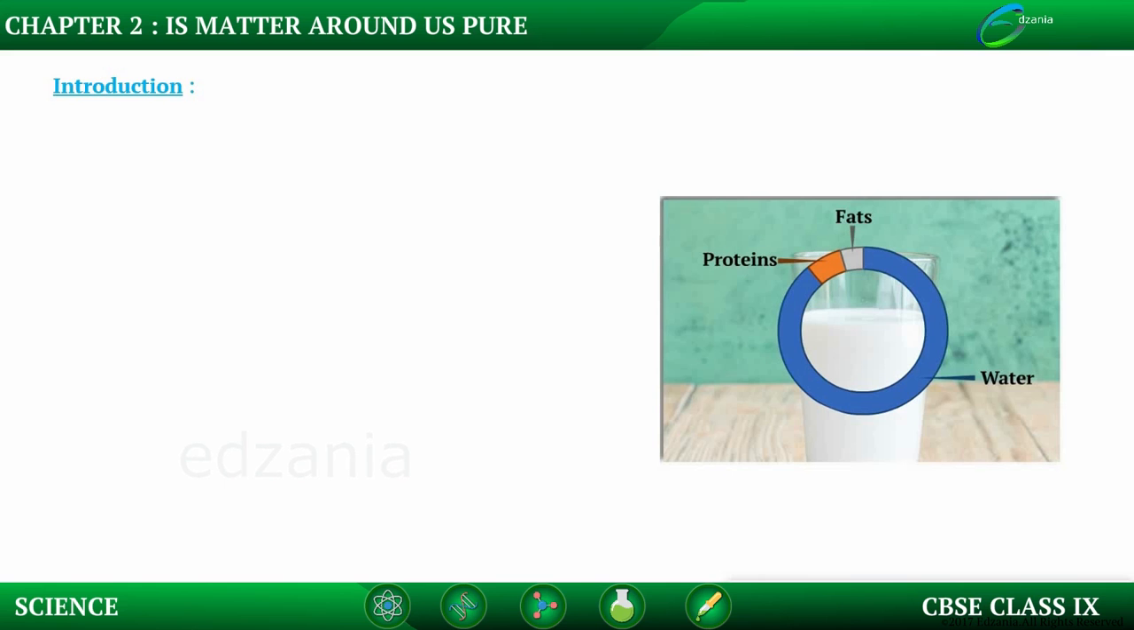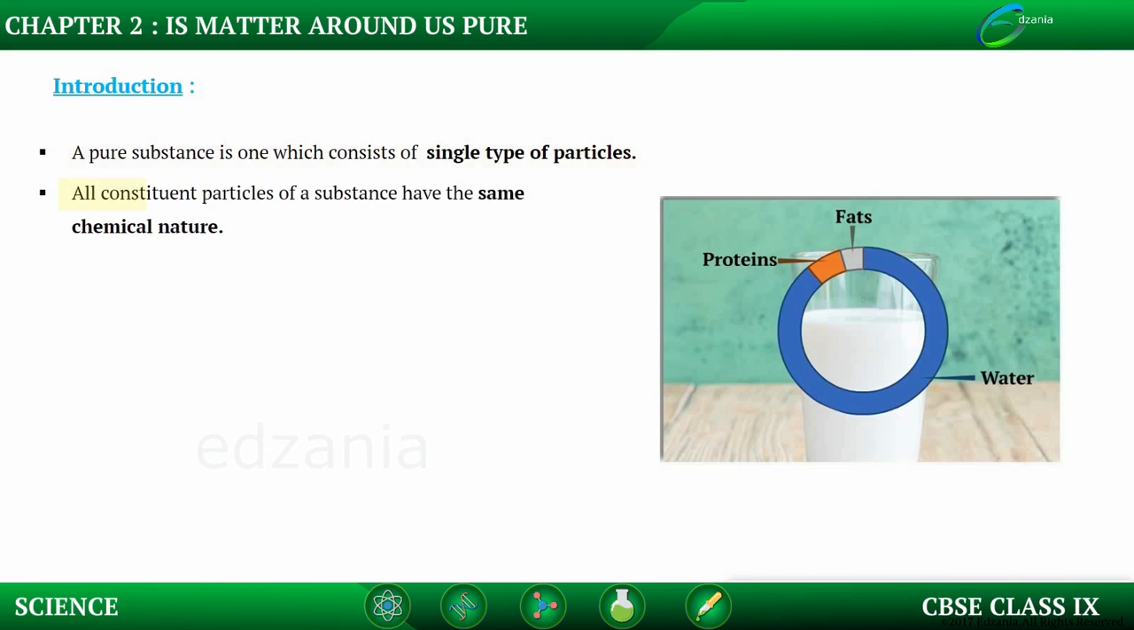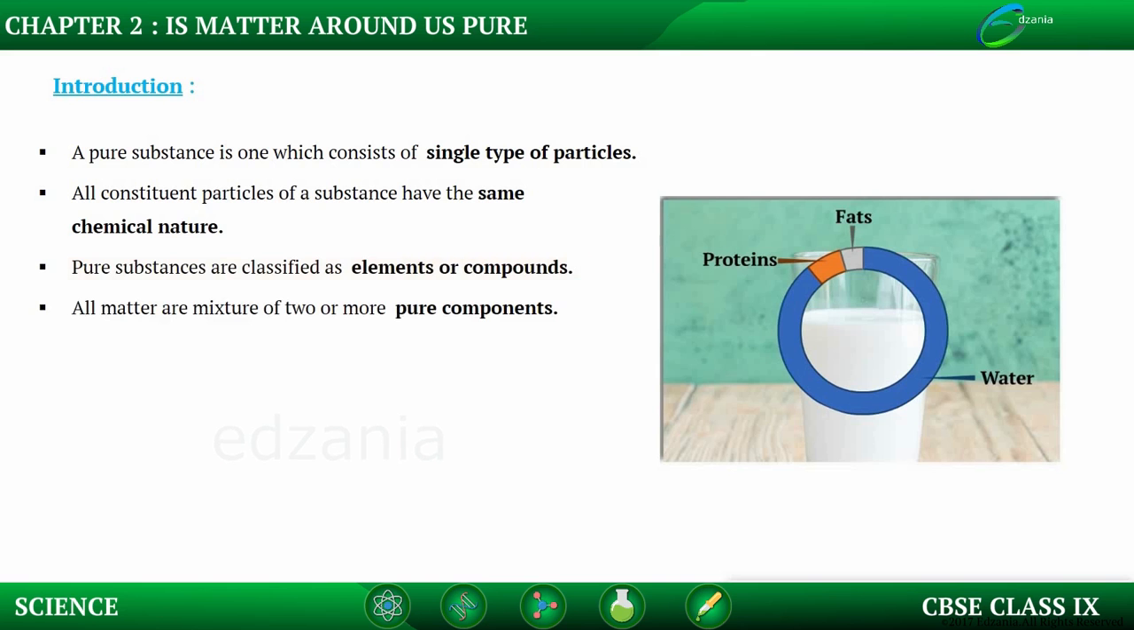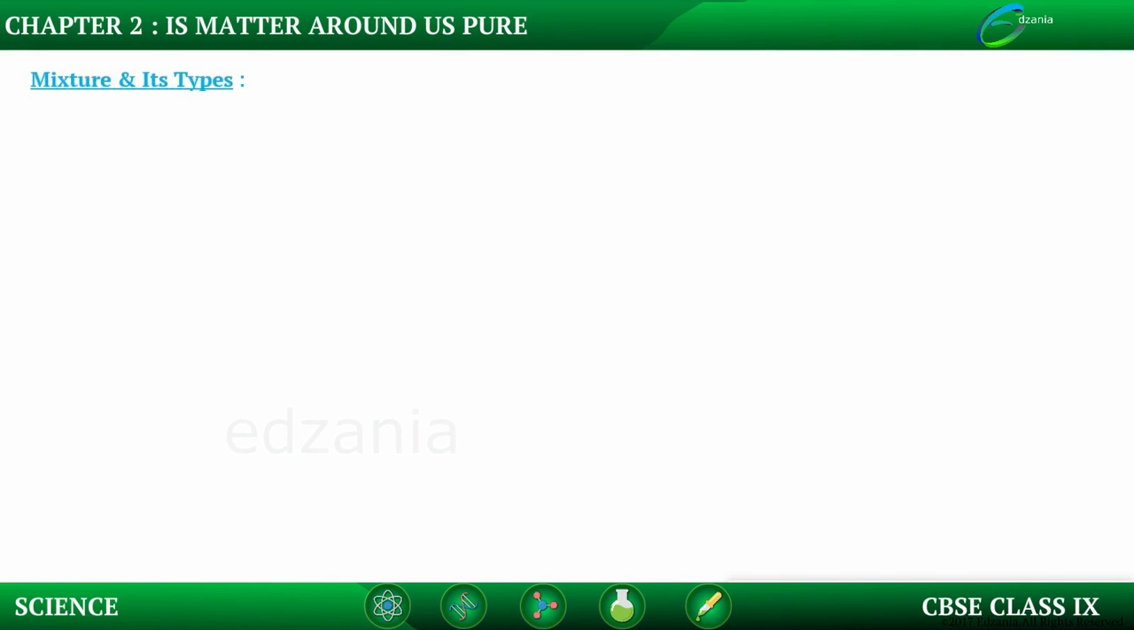Therefore, when a scientist calls anything pure, then it means that pure substance consists of single type of particles, and all constituent particles of a substance have the same chemical nature. Based upon these, pure substances are classified as elements or compounds. All matters are mixture of two or more pure components. We have studied that matter around us exists in form of mixture. In this section, we are going to cover what is mixture and what are its types.